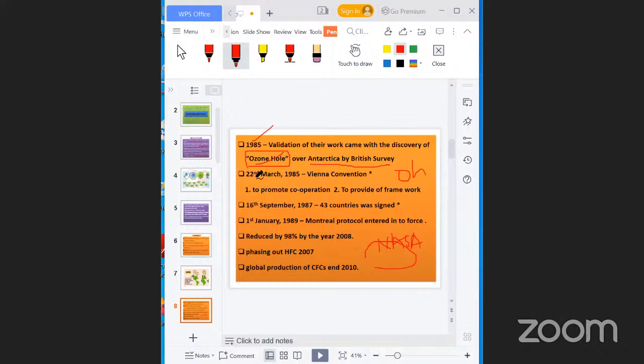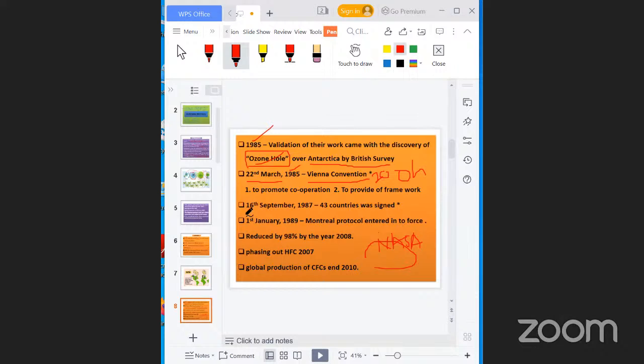And that's why on 22nd March 1985, the Vienna Convention for the Protection of the Ozone Layer came into existence. Initially, it was signed by just 20 countries, including most of the major chlorofluorocarbon producers. They agreed to take voluntary measures to reduce ozone depleting substances.